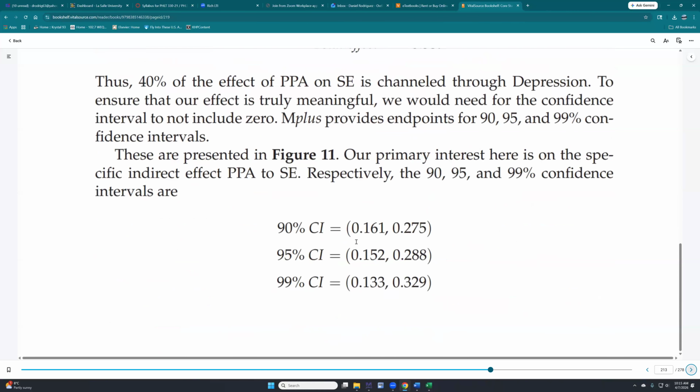So here's the 90, the 95, and the 99. Of course, a larger confidence level gives a wider interval than the smaller ones. None of them include zero. What I mean by crossing zero is that the lower value would have to be negative, and none of them are negative.